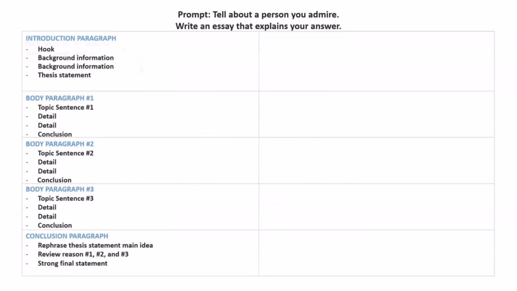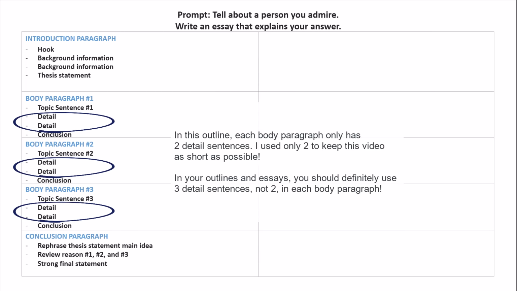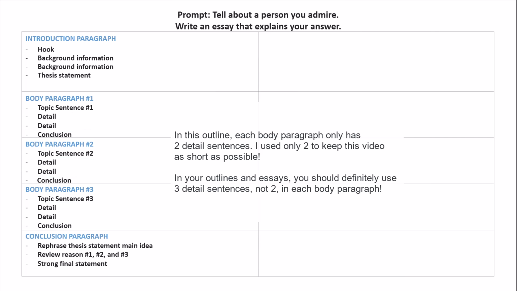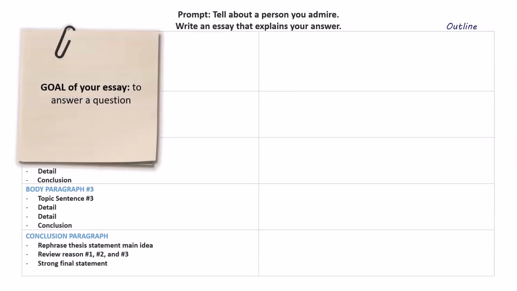On the left side, I'm going to show you each part of an essay outline and explain what that part does and is. On the right side, I'm going to give you an example of each part. Notice that in this outline, each body paragraph only has 2 detailed sentences. I used only 2 to keep this video as short as possible, but in your outlines and essays, you should definitely use 3 detailed sentences, not 2 in each body paragraph, because using 3 will make your essay and outline more complete. Remember as we begin that the goal of your essay is to answer a question.